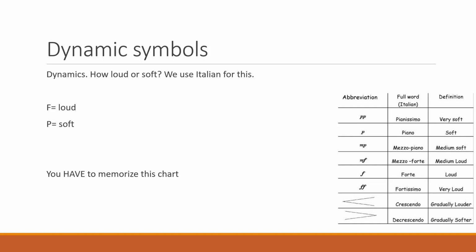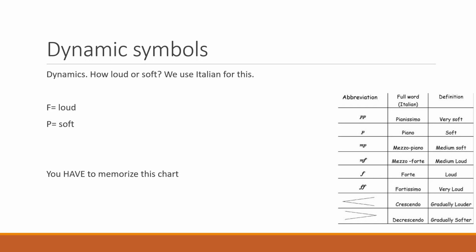PP, meaning pianissimo. P is piano. Then we have mezzo piano, mezzo forte, forte, and fortissimo. This goes from really soft and quiet to very loud and strong. It is important to remember these abbreviations as well as their respective definitions, from P, really soft, to forte, which is really loud. You just have to memorize this chart. There is not much theory to it. It's something you will see in sheet music.